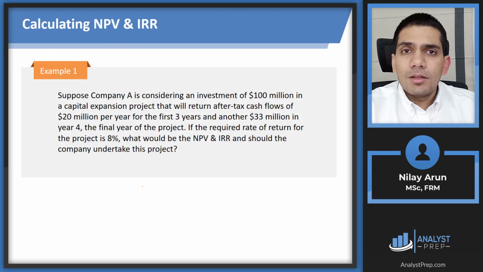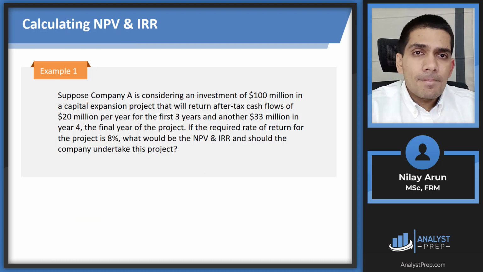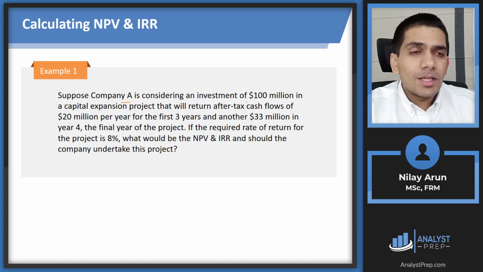Now let's look at how to calculate NPV and IRR. So let's look at this example. Suppose you have company A that is considering an investment of 100 million in a capital expansion project that will return after-tax cash flows of 20 million per year for the first 3 years, and another 33 million in year 4, which is going to be the final year of the project. So remember, it is a 4-year project. Right now, you have to put in 100 million.